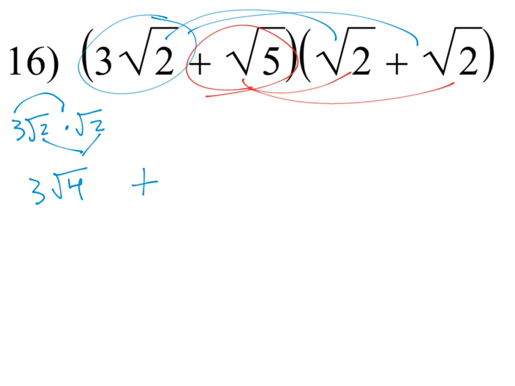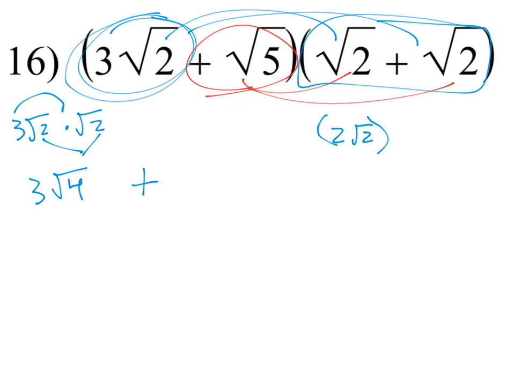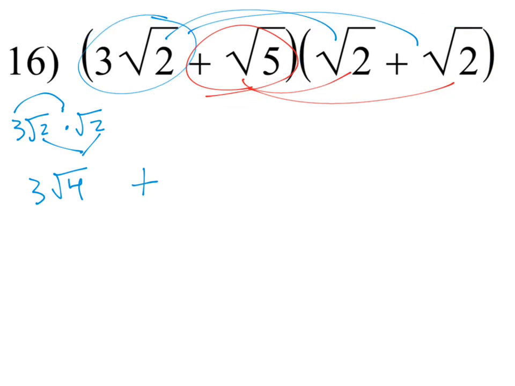Our next one, you're looking at 3 root 2 times root 2 again. Oh, you know what? We could actually simplify this part to make it 2 root 2 and make this whole multiplying thing a whole lot easier. I'm going to do that. Back up. Erase. All right, here's what I'm going to do.